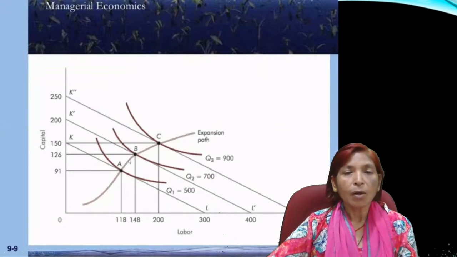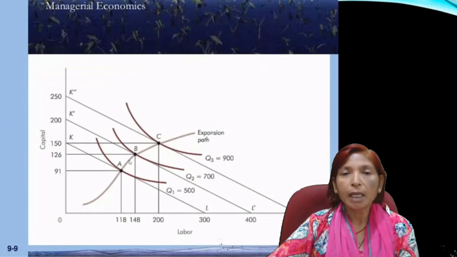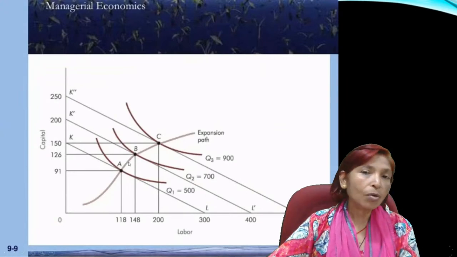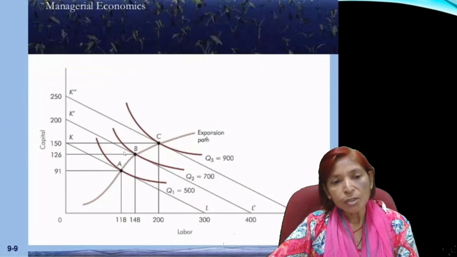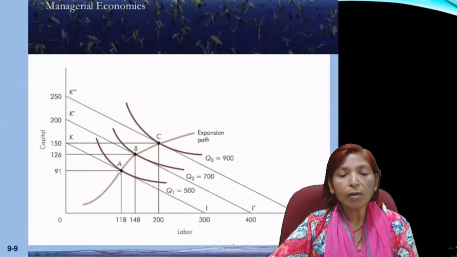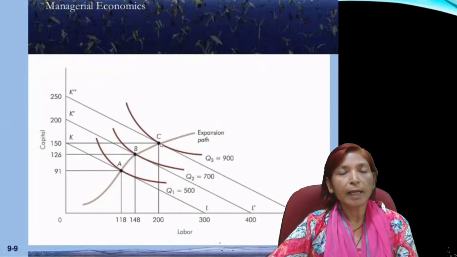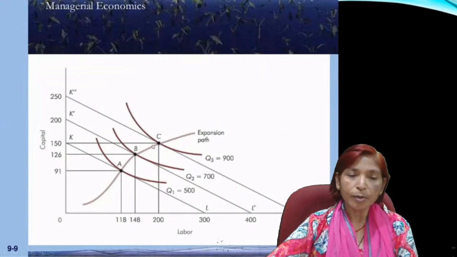That is the least cost combination point, that is the equilibrium point. Our producer will be in equilibrium position where the isoquant curve is tangent to the isocost line. So here three isocost lines are drawn and three isoquant curves are drawn, like Q1, Q2, Q3, and we can get three points A, B, C, and all these points are showing the optimum combination or least cost combination of output level.